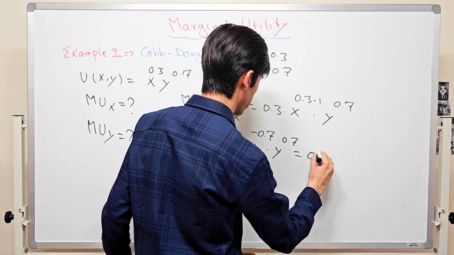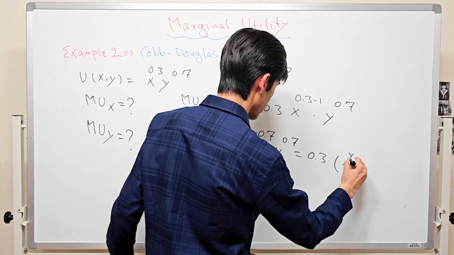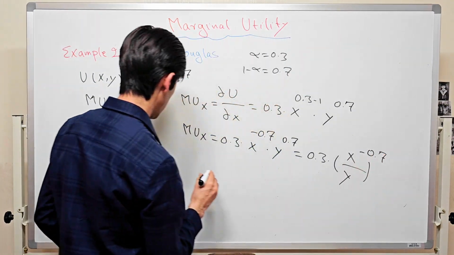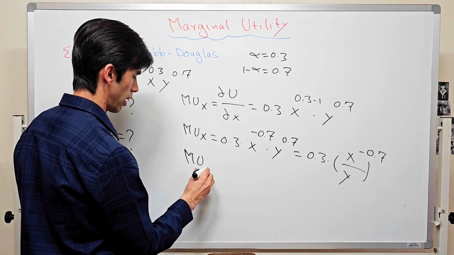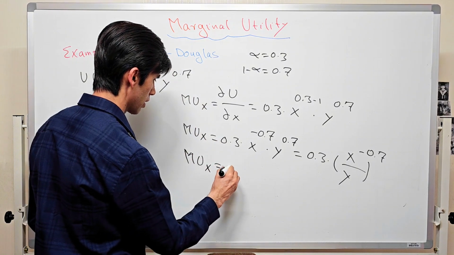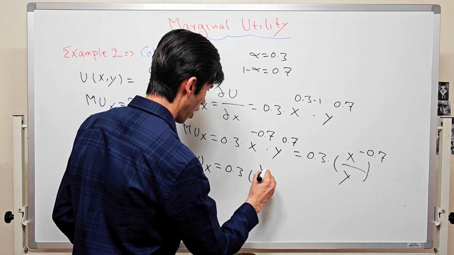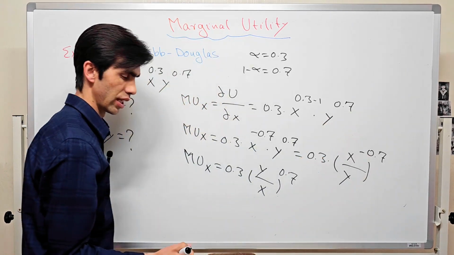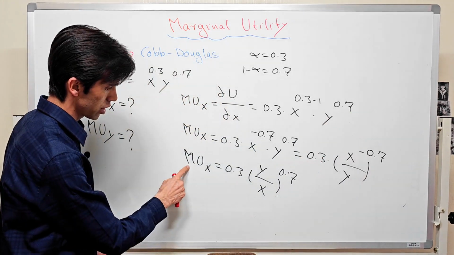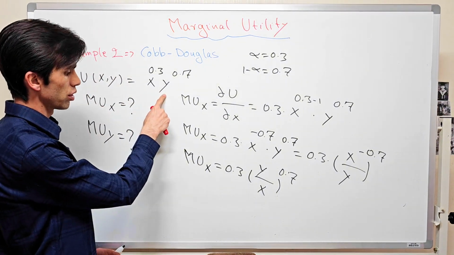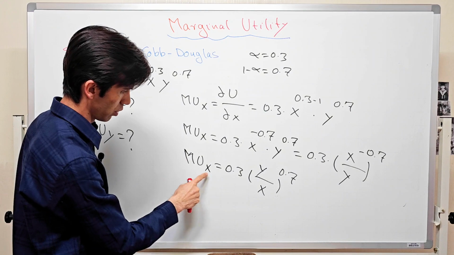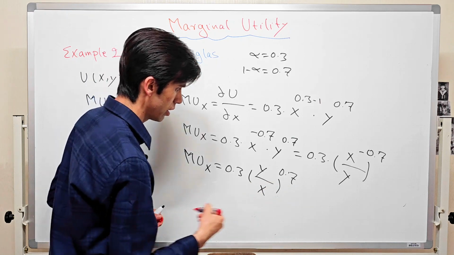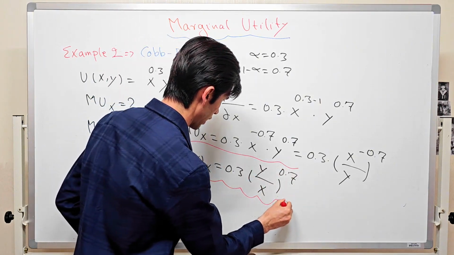And we can write this as 0.3 multiplied by x over y to the power of 0.7 with a negative sign, or we can write it in a more simplified way: the marginal utility of x is equal to 0.3 multiplied by y over x to the power of 0.7, because when we move it, the sign will change. So now the marginal utility of x for this typical Cobb-Douglas utility function is equal to 0.3 multiplied by y divided by x to the power of 0.7. This is the marginal utility of x.